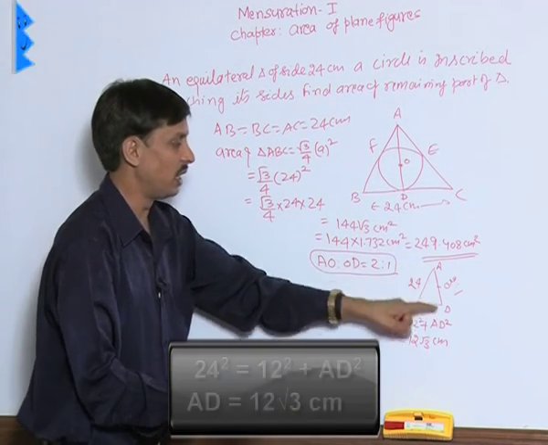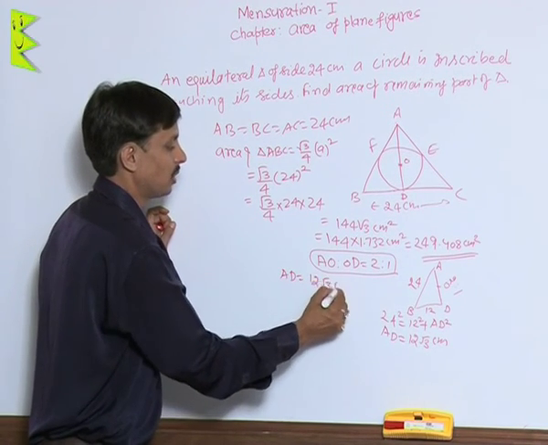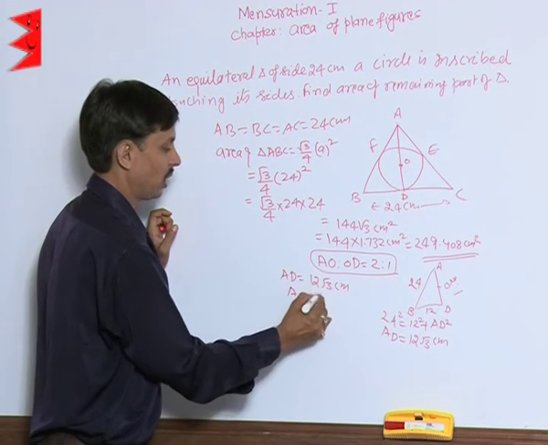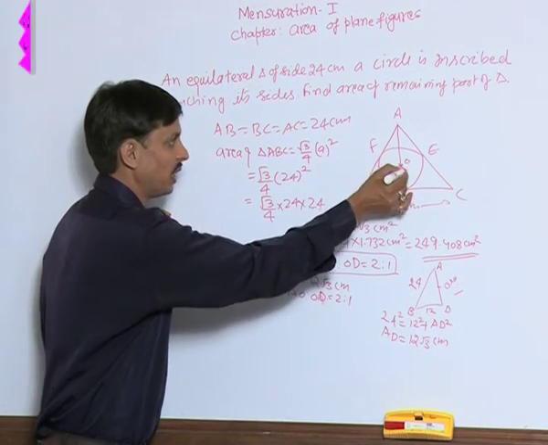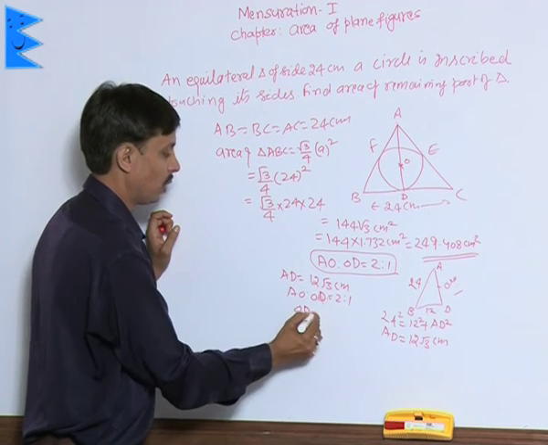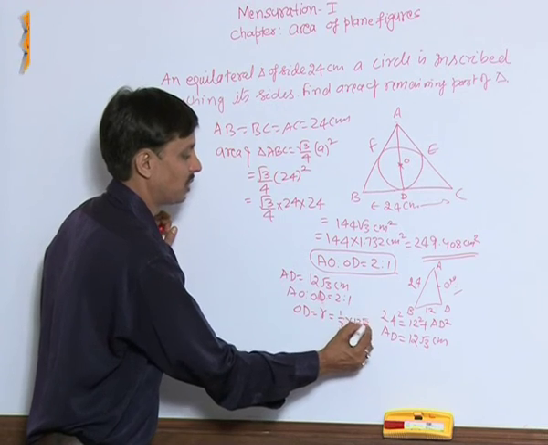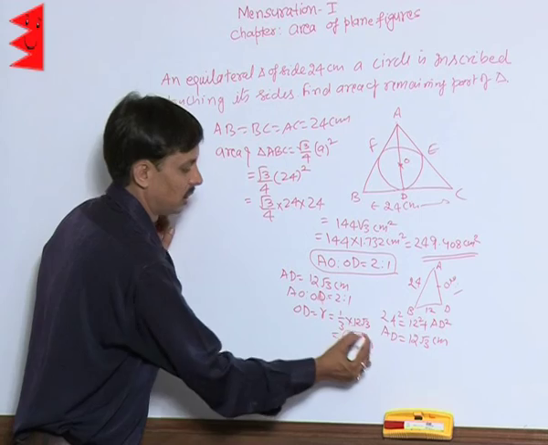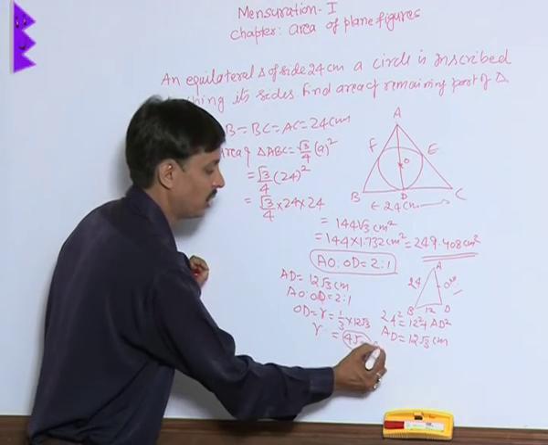Now the length of AD is 12 root 3 centimeter, and AO is to OD is 2:1. So clearly OD is 1/3 of AD. So the length of OD, which is equal to the radius of the incircle, is 1/3 of 12 root 3, the length of AD, which comes out to be 4 root 3. We have obtained the radius of the circle. The radius of the circle is coming out to be 4 root 3 centimeter.